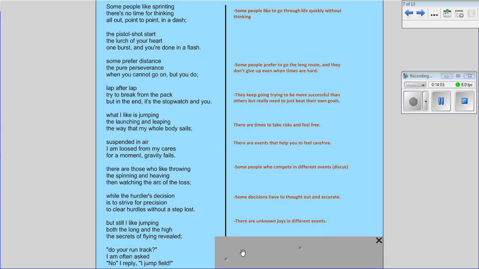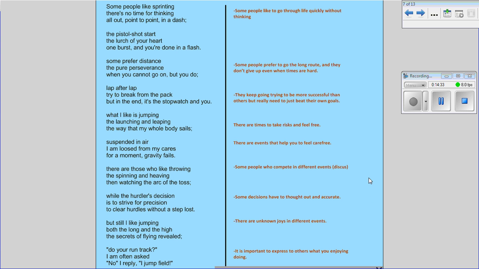And then our final stanza. Do you run track? I'm often asked. No, I reply, I jump field. Go ahead and try to relate this to the real world. Here, we might say it's important to express to others what you enjoy doing. So what do you like to do? It's important in life that we understand where our joys come from, that we understand where we feel free and carefree, and that we can express those to other people.